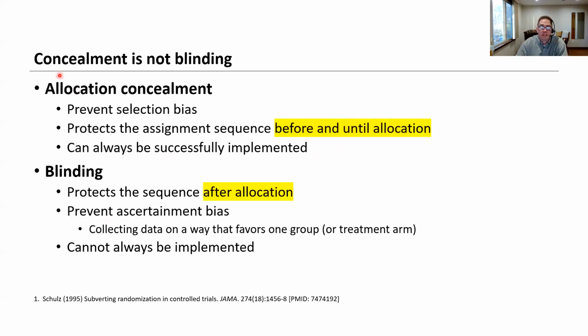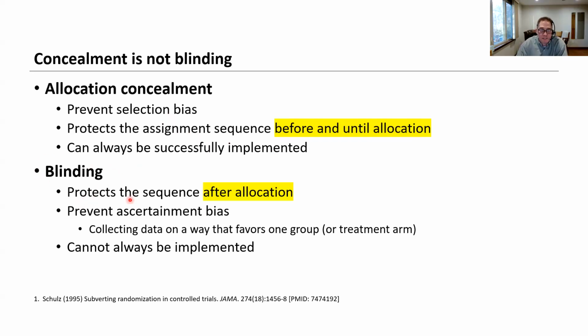This is different from concealment, right? So allocation concealment, this is how we prevent selection biases, right? This protects the treatment assignment sequence before and until the allocation of the treatment, the randomized treatment. You can always do this, right? This is a simple and easy thing to do. We can make it complicated if we want, but it doesn't need to be. Blinding is different.